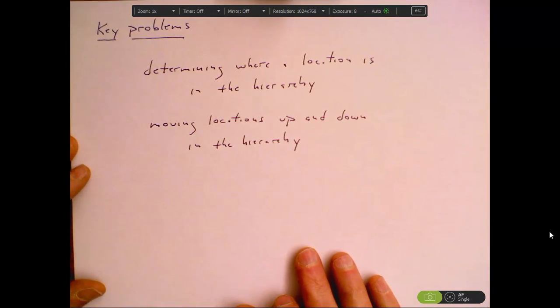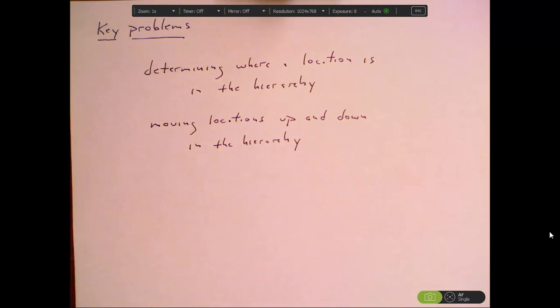So, what are the key problems then in this hierarchy? Well, once you decide you're going to establish a hierarchy, the two key problems are, when you're looking for a memory location, you have to determine where the heck it is in the hierarchy. Right? It's not just in memory. It could be in the memory cache, or it could be in fact backed up on disk.